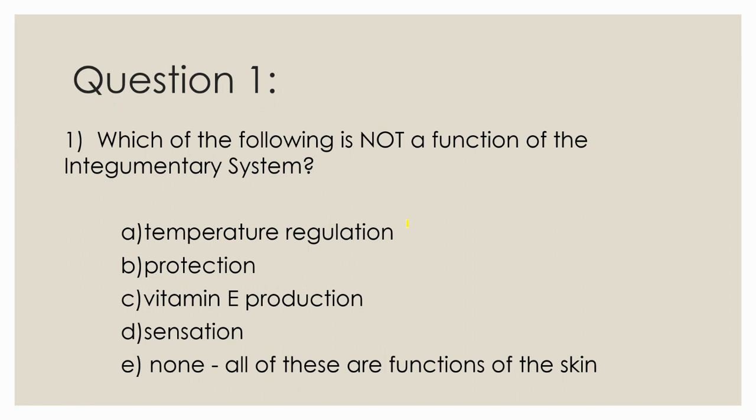Which of the following is not a function of the integumentary system? We've got temperature regulation, yes. Protection, definite yes. Vitamin E production, that would be no, because it is vitamin D that we make with the help of the integumentary system. And then sensation, that's a definite yes. So the answer is going to be C.